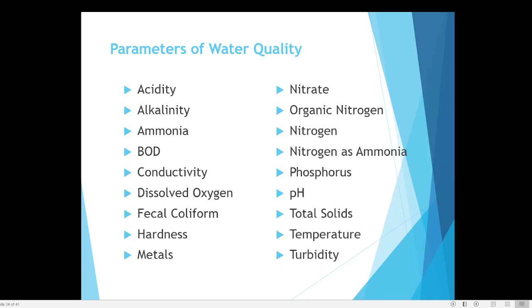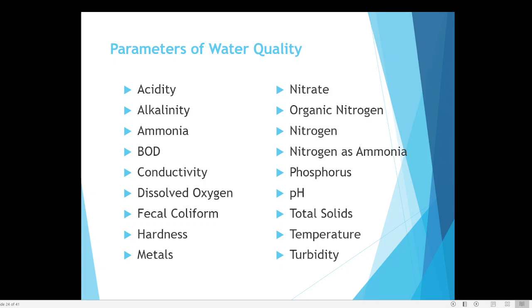Then alkalinity. If the pH value of water is more than 8, it cannot be considered good quality or potable water. Then presence of ammonia. If there is some kind of pollution, ammonia may be present in water. Excess urea can be converted into ammonia, and many other biopollutants can make ammonia. So presence of ammonia is not good.